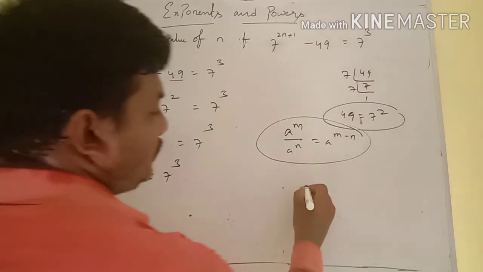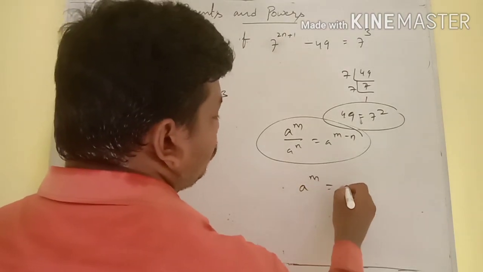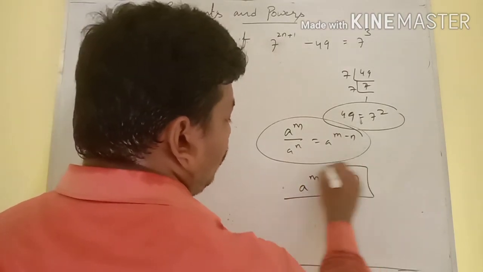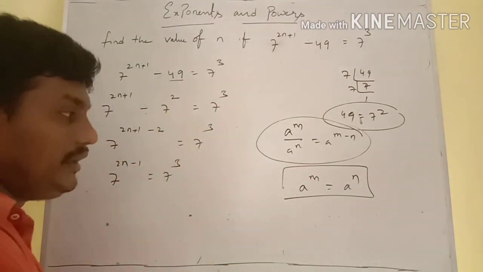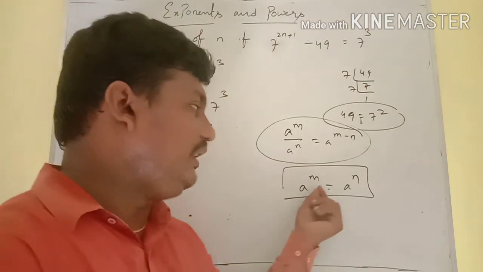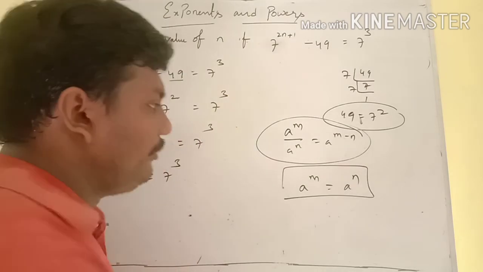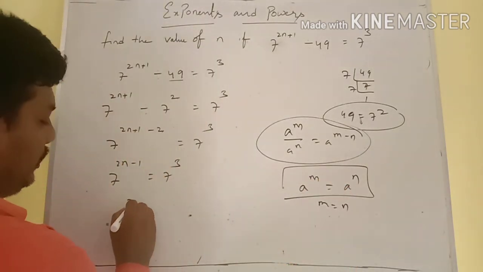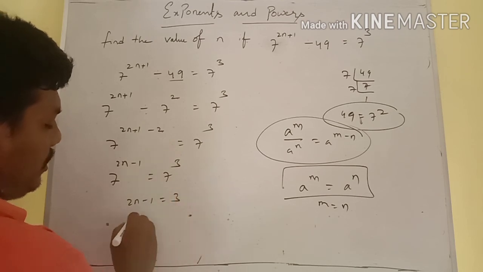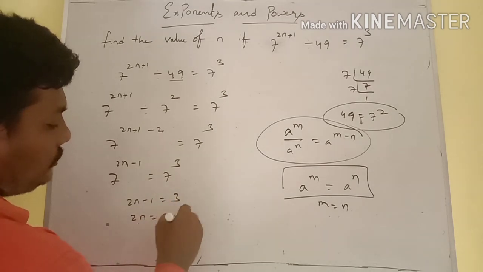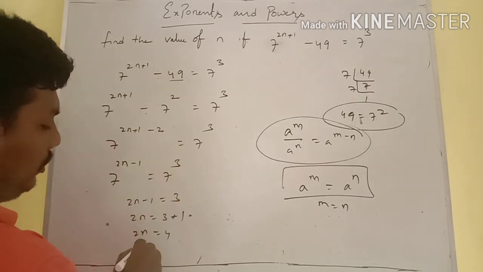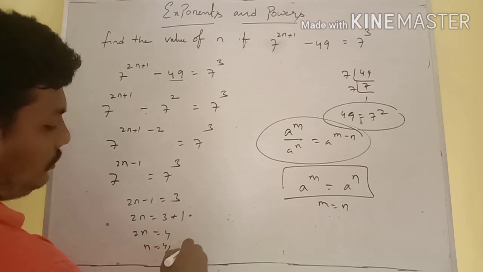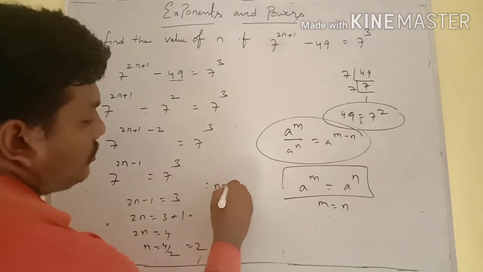So now a power m is equal to a power n. If two exponents have the same base and are equal, then definitely the exponents also should be equal. That is 2n minus 1 is equal to 3. Then 2n is equal to 3 plus 1. So 2n is equal to 4, or n is equal to 4 by 2, that is equal to 2. Therefore n is equal to 2.